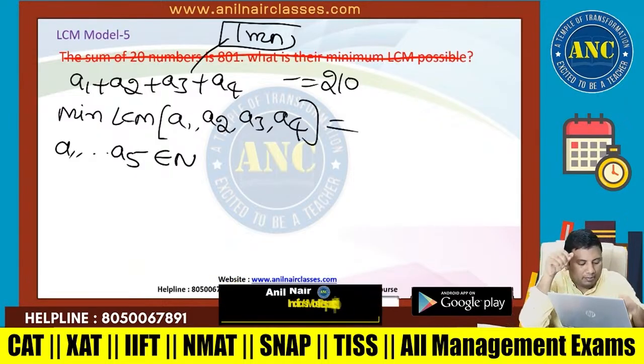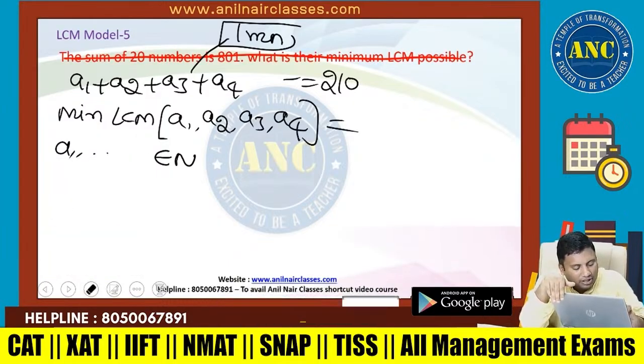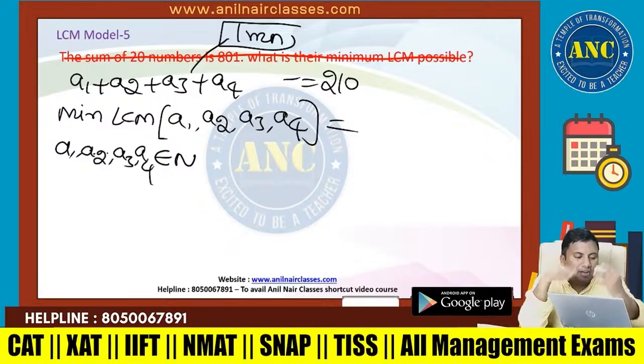There are no 5 numbers, there are only 4 numbers. Otherwise, I am thinking how come directly you got 42. Let me twist the question. A1, A2, A3, A4. Only 4 numbers are there.